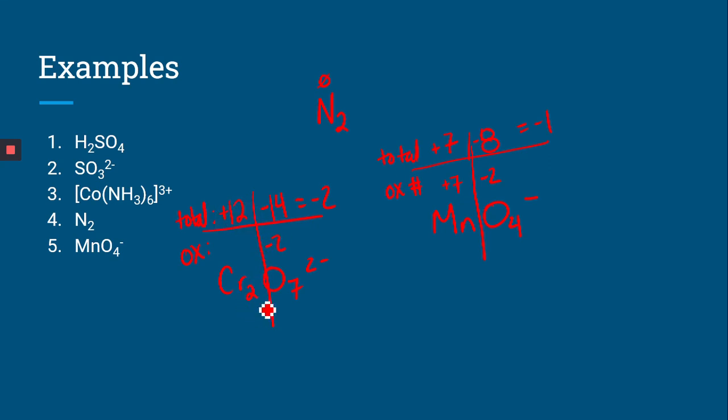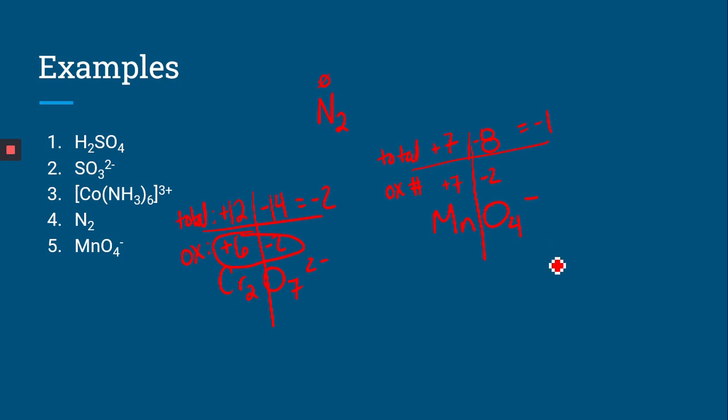Now look at this, there's 2 chromiums this time. So each chromium would have to have an oxidation number of +6. So when you go up, you multiply, and when you're coming down, you need to divide by your subscripts. So each chromium has a +6 to give us that total of +12.